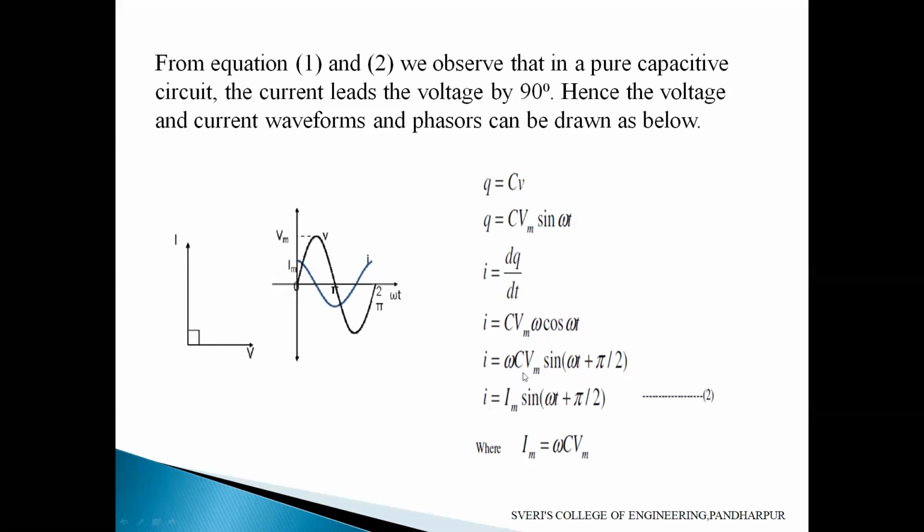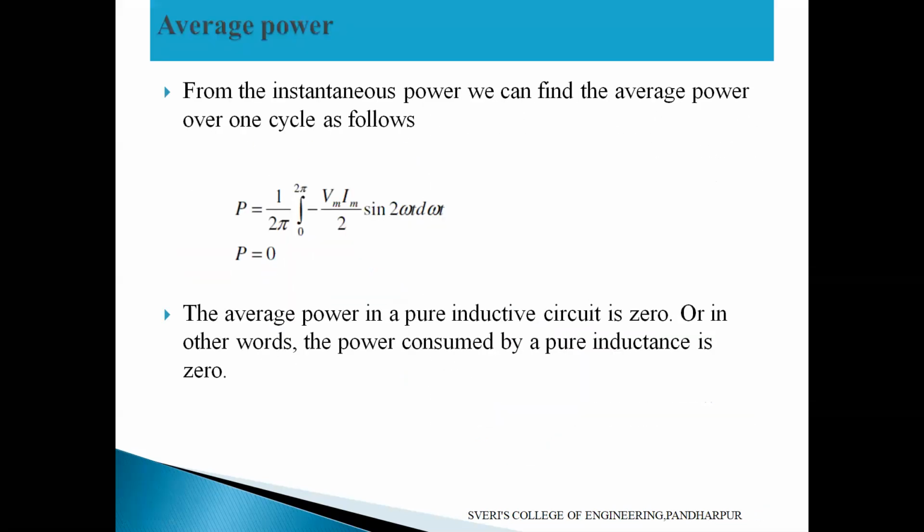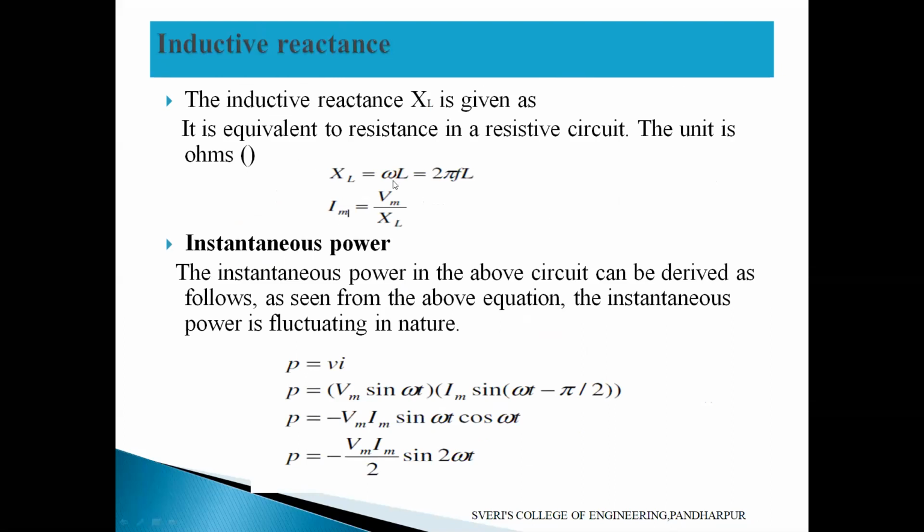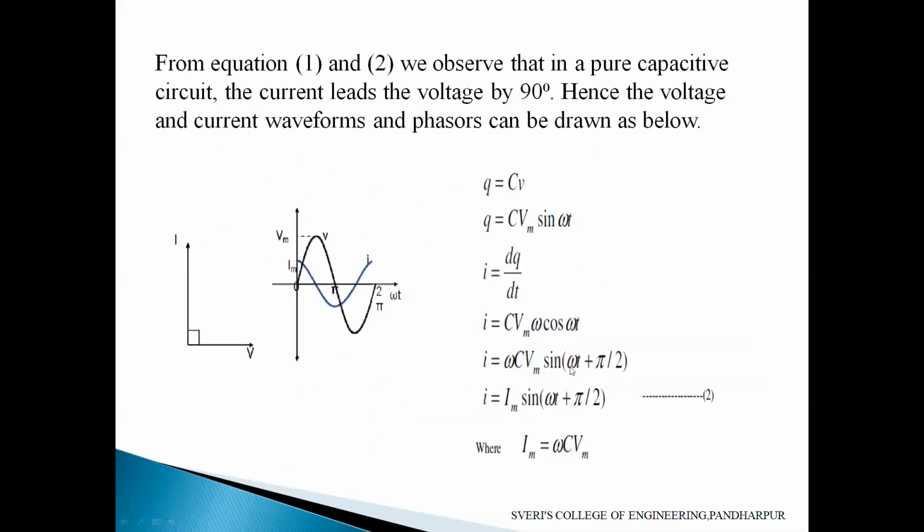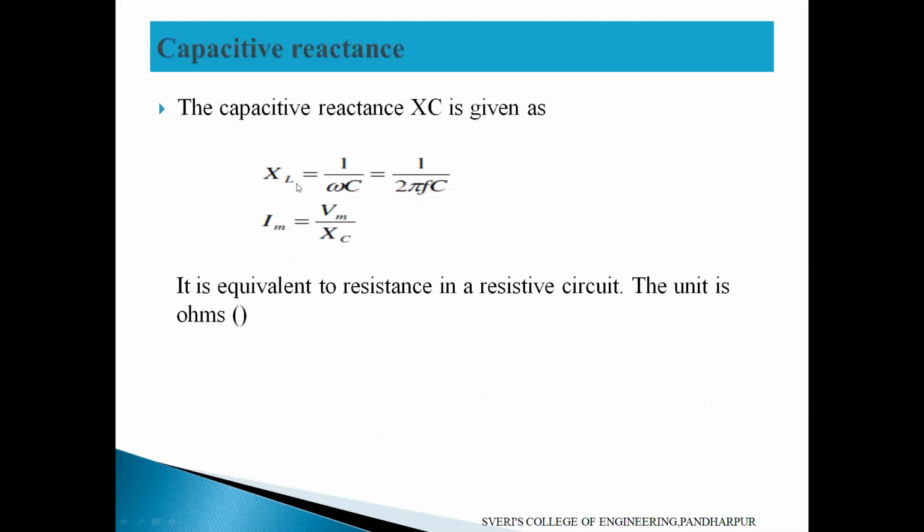This omega C into Vm is nothing but Im. Actually, Im equal to Vm by Xc, where Xc is the capacitive reactance. Just as we calculated inductive reactance, XL equal to omega L, the capacitive reactance is different. It is called XC. XC equal to 1 by omega C, or omega C equal to 1 by XC, we can write down.